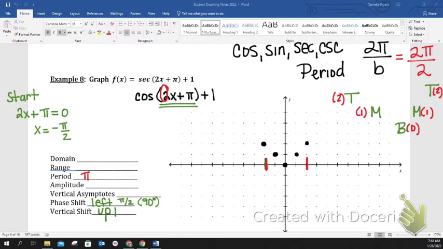All right, now don't connect it, because remember, we're not graphing cosine. We need the points, but we're not going to connect them. But finish out the pattern. So I'm just going 2, 1, 0, 1, 2, 1, 0, 1, 2. Go the other way.